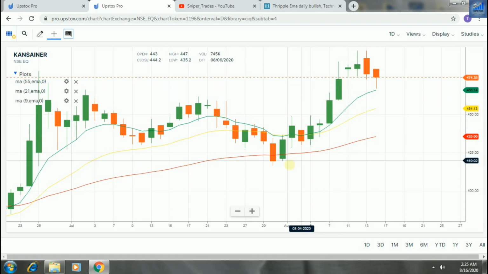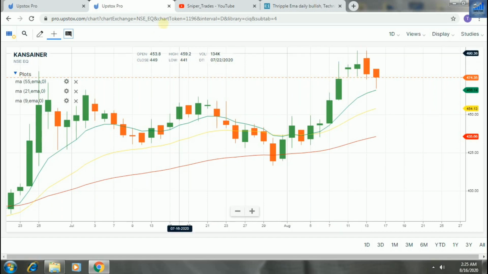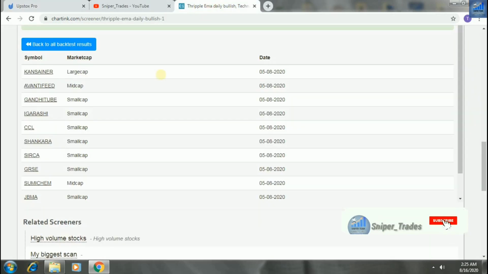And what is our stop loss? Our stop loss will be the recent low, that is around this region. So our entry is here and the stop loss is here. See how the risk to reward ratio is, it is more than a better strategy. So okay, this stock is checked.